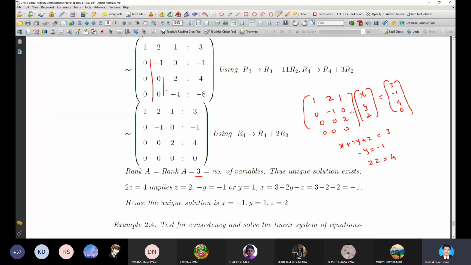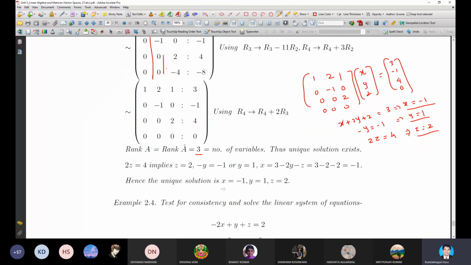So we can substitute them here. It results in X equal to how much? Put Y equal to 1 and Z equal to 2: X equals 3 minus 2 minus 2, taking the 4 to that side, 3 minus 4, minus 1. X is equal to minus 1, Y is equal to 1, Z is equal to 2. This is the required solution, that is, a unique solution. Like that, we can solve a system of equations by reducing it into the row echelon form.